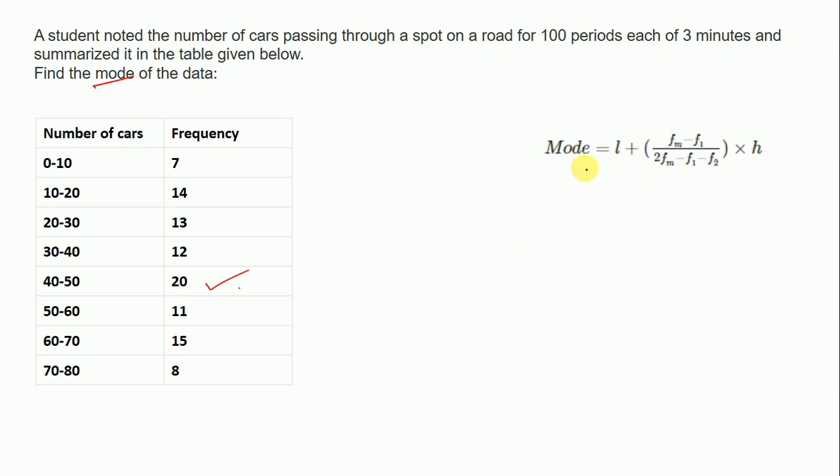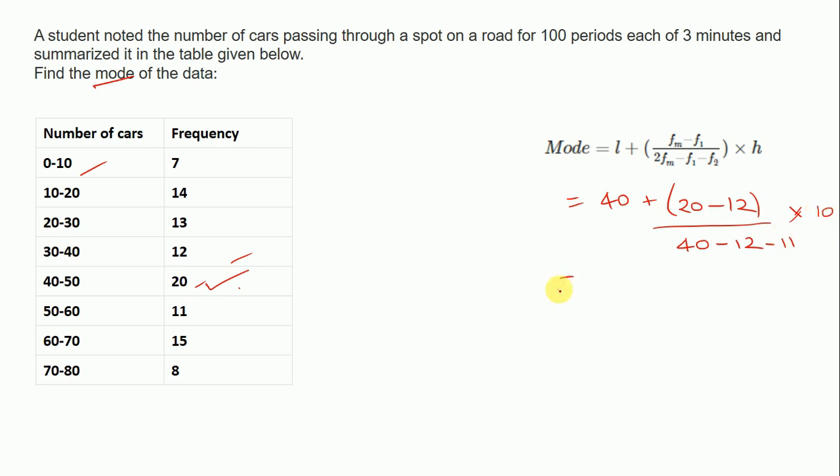So we all know formula to calculate mode is L plus Fm minus F1 over 2Fm minus F1 minus F2 into H. And all of you now know the meaning of these notations. So now just put the values. 40. What is Fm? 20. F1 12. And 20 into 2 it will come out as 40. 12. F2 is what? 11. And class size is 10. You can note it from here.